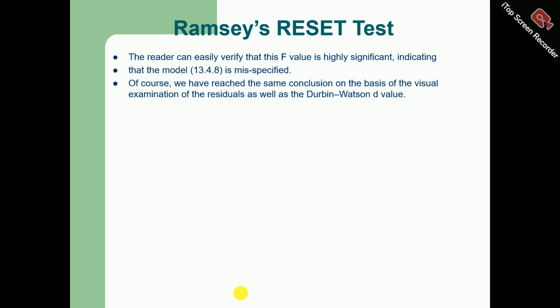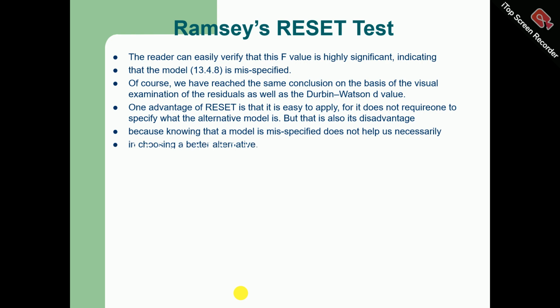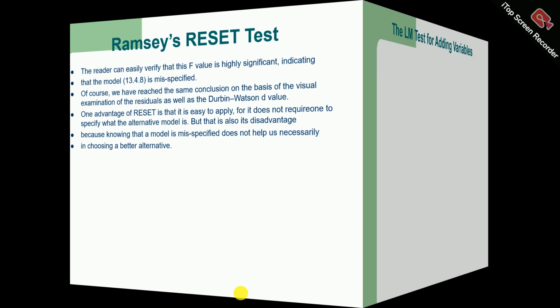Of course, we have reached the same conclusion on the basis of the visual examination of residuals as well as the Durbin-Watson d test values that we discussed earlier. One advantage of the Ramsey RESET test is that it is easy to apply, for it does not require one to specify what the alternative model is, but that is also its disadvantage, because knowing that a model is misspecified does not necessarily help us in choosing a better alternative.